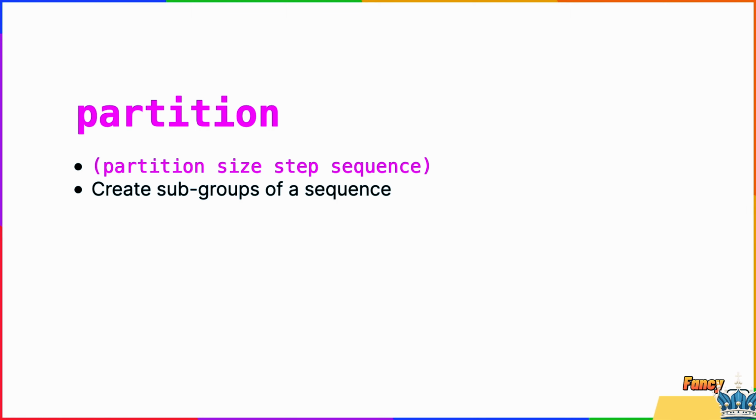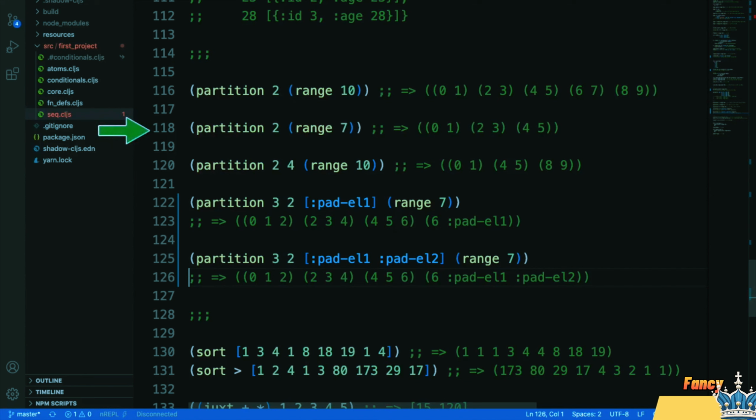Partition converts a collection into groups. In its simplest form, its signature is partition, the step size, and collection. We use the terms sequence and collection interchangeably. In this example, if the number of elements in the collection is such that a complete partition cannot be created, the extra elements are truncated. 2 elements are selected at a step size of 4.